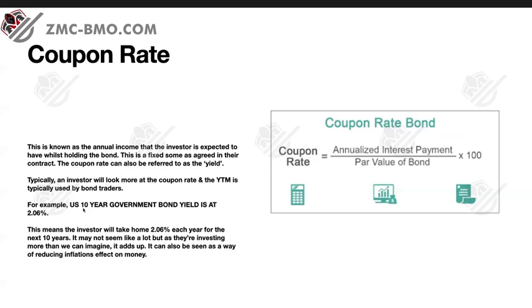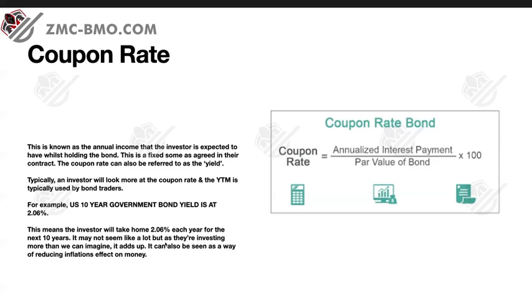For example, the US 10-year government bond yield is at 2.06%. This means the investor will take home 2.06% each year for the next 10 years. It may not seem like a lot, but as they're investing way more than we can imagine, it adds up. It could also be seen as a way of reducing inflation effects on money.